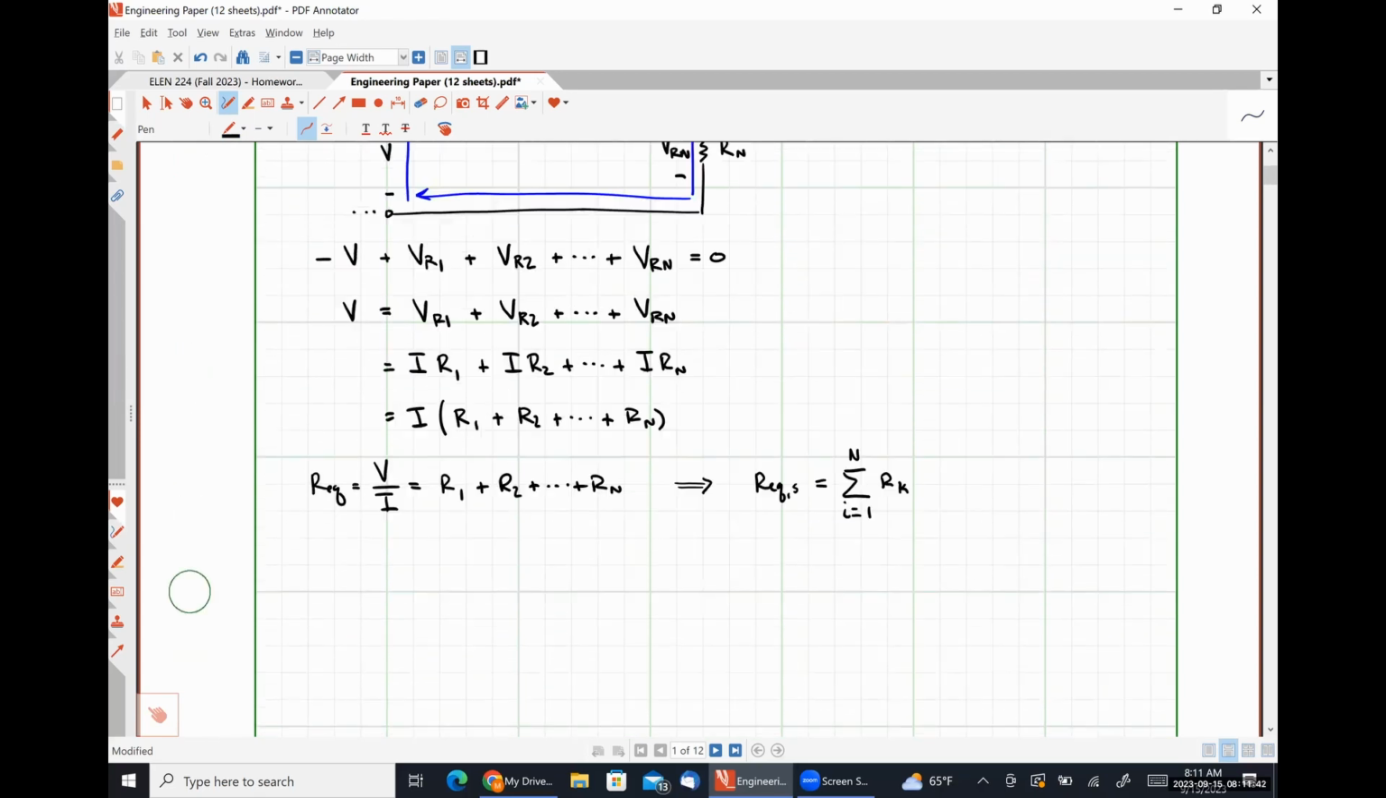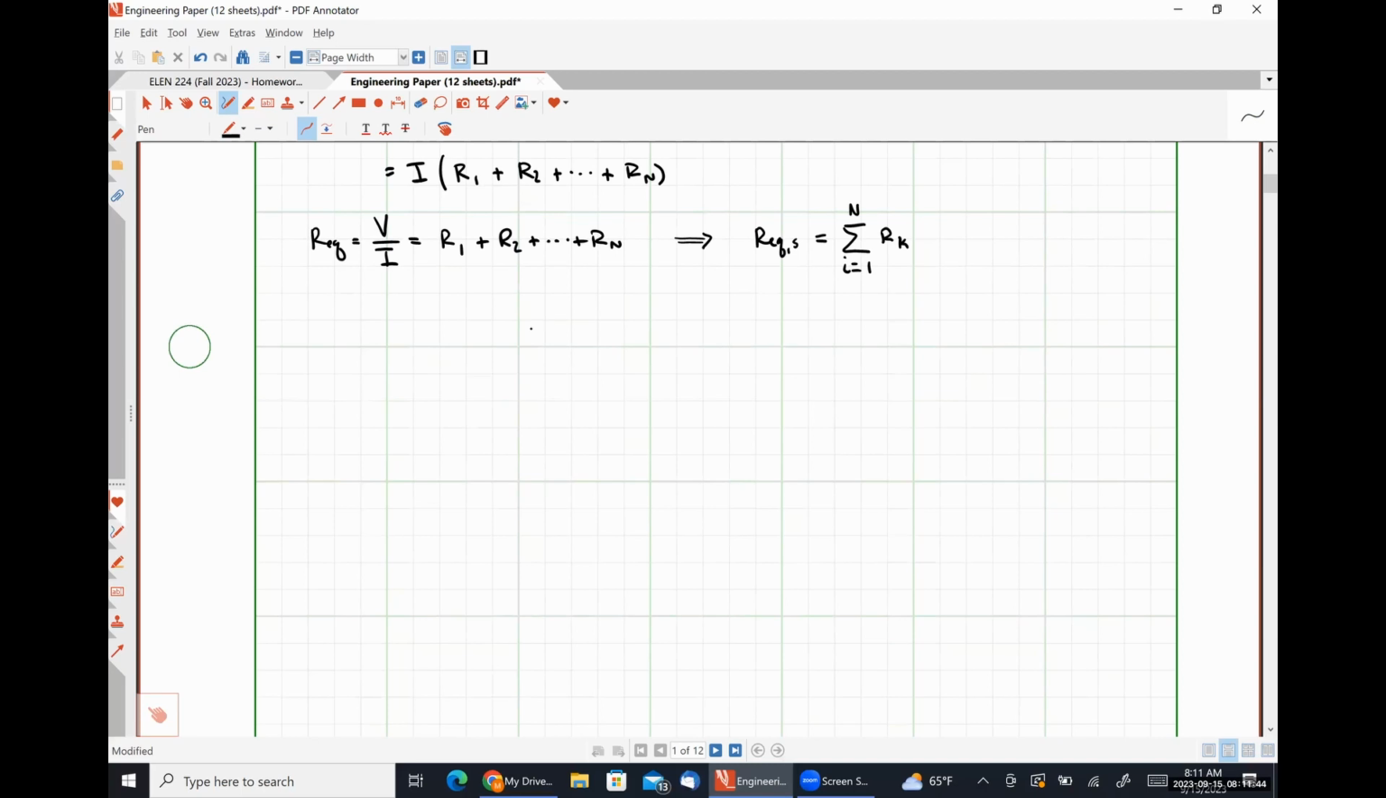So for resistors in parallel, we're going to take a very similar approach. We are going to have a network that is part of some larger circuit. And now we are going to have several resistors connected in parallel instead of several resistors connected in series.